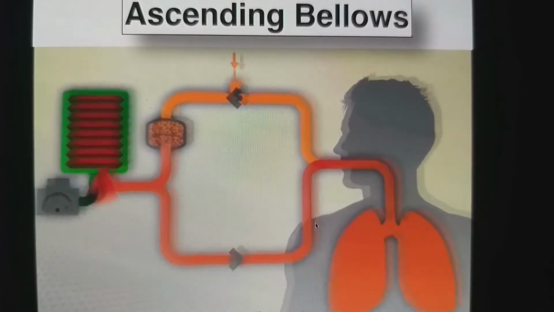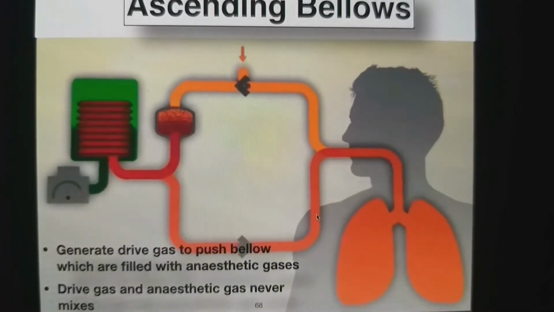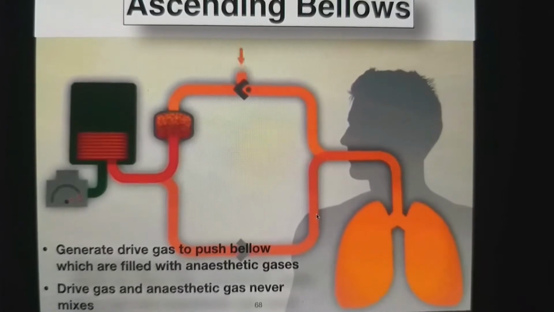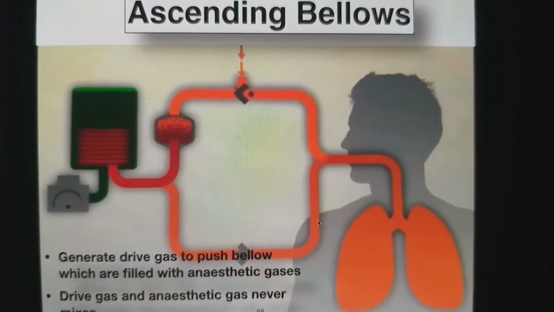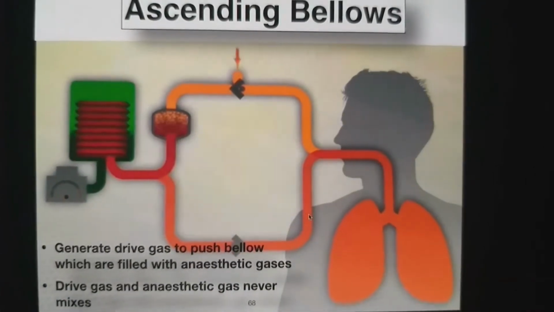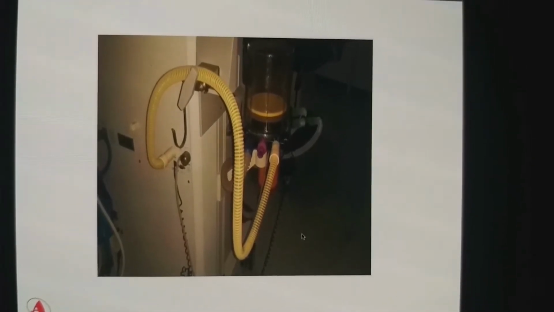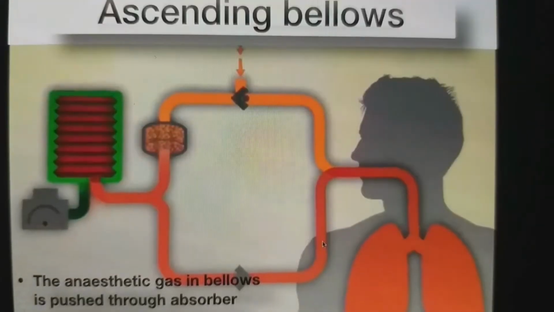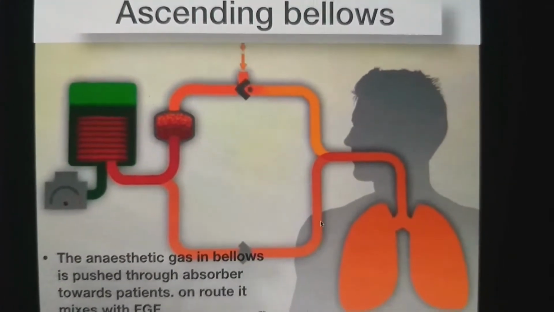So here, dry gas needs to push the bellows. Dry gas and anesthetic gas never mix. So bellows type of technology will require an additional system. Either some machines use oxygen or some machines use air, but you need to supplement air or oxygen to compress the bellows. They don't take part in the anesthesia, they are just used for the compression of the bellows. In many anesthesia machines, you will see an additional tube going to the bellows. This tube is for the drive gas. It pushes through the absorber, and then it is delivered to the patient.